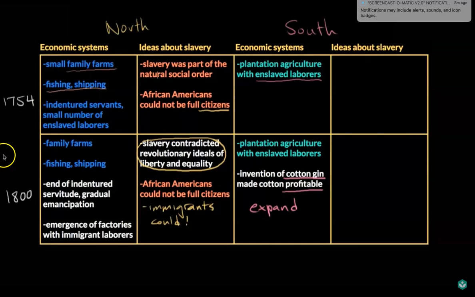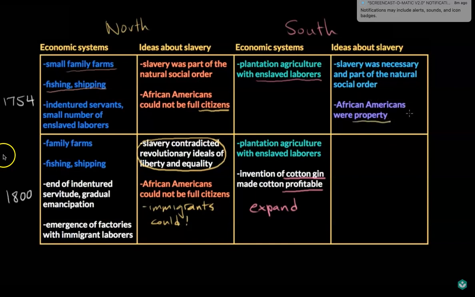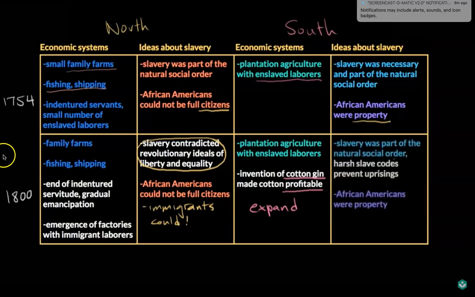How does that compare to the South's transition in this time period? Well, by 1754, the notion that slavery was natural and enslaved Africans were property was pretty well ingrained. But the ideas of the Revolution didn't have quite the same effect on the South as they did in the North. If anything, by 1800, white Southerners were determined to enact harsher slave codes than ever because they feared uprisings, since the ideals of the American Revolution had inspired the Haitians to overthrow the French.